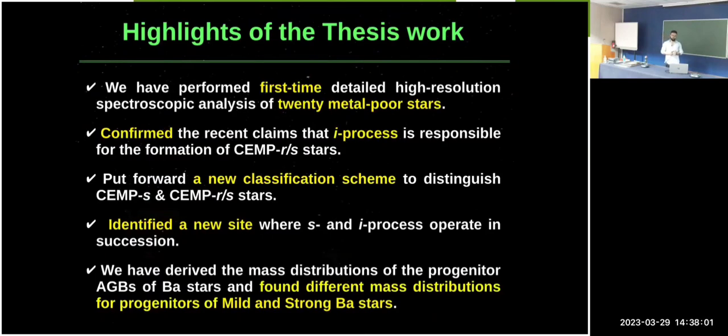We have performed a first-time detailed high-resolution spectroscopic analysis of 20 metal poor stars. We have confirmed the recent claims that the i process is responsible for the formation of CEMP-r/s stars. We have put forward a new classification scheme to distinguish CEMP-s and CEMP-r/s stars. We have identified a new site where i and s processes can operate in succession. And we have derived the mass distributions of the progenitor AGBs of barium stars. And we found that the mass distributions of the progenitors of mild and strong barium stars are different.